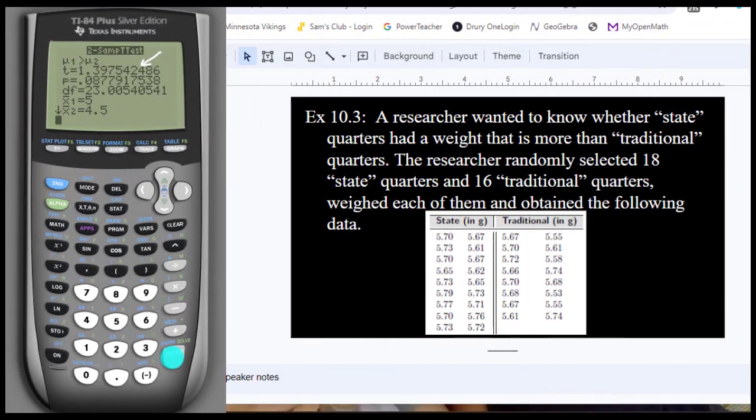For example, 10.3. Now we have a researcher who wanted to know whether state quarters had a weight that is more than traditional quarters.